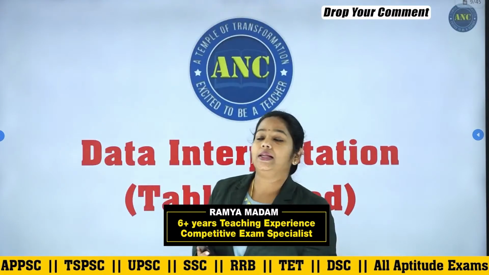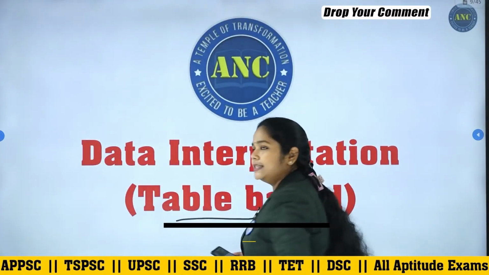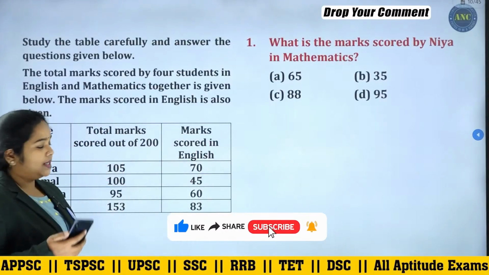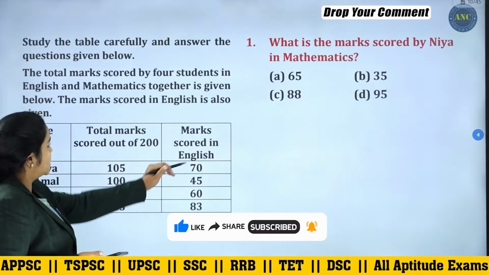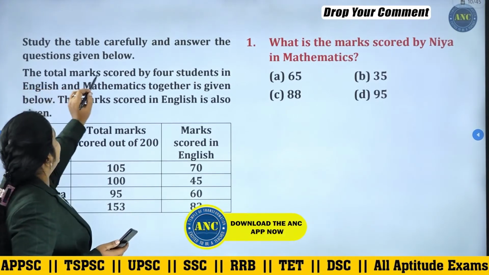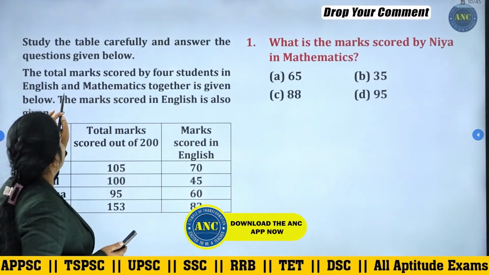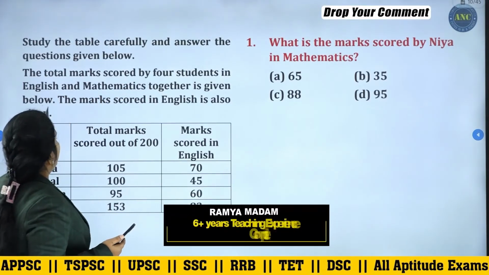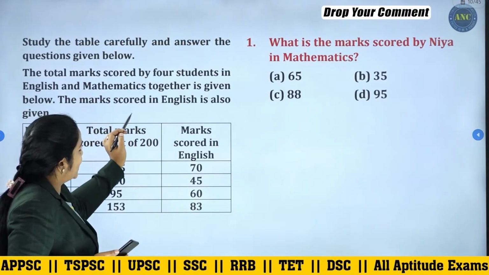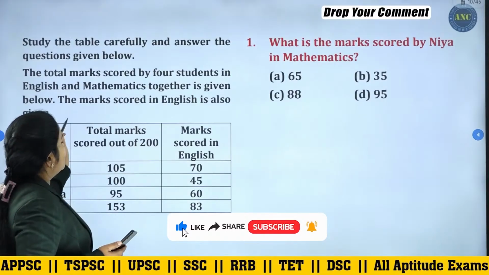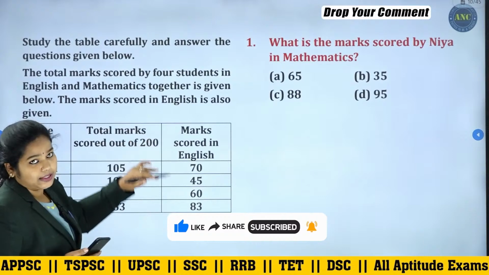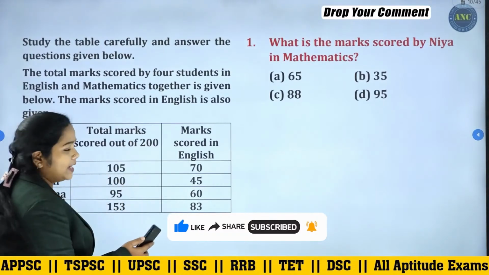Please let me know. Now, table based data interpretation. As the session is already a bit late, we'll directly go into the questions. So read the question. Study the table carefully and answer the questions given below. The total marks scored by 4 students in English and mathematics together is given below. The marks scored in English is also given below. So this is how a tabular representation will be given.